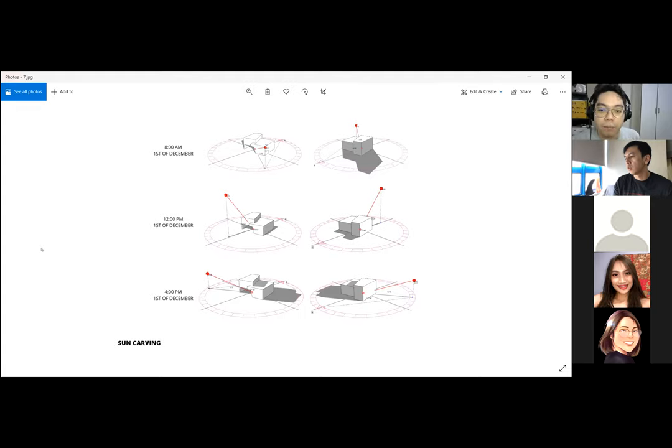And then for the sun carving, I think it's very simple. You could have done a little bit more with it. But at least you reacted to the sun: okay, the sun is here, I don't want the sun here, so I need to block it. But I think you just have to be a little more convinced about what you did. When you were sharing it, you weren't very convinced by your own work. You should believe in what you did, so that the nervousness goes away.